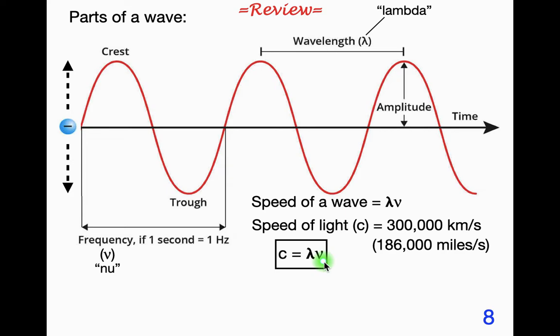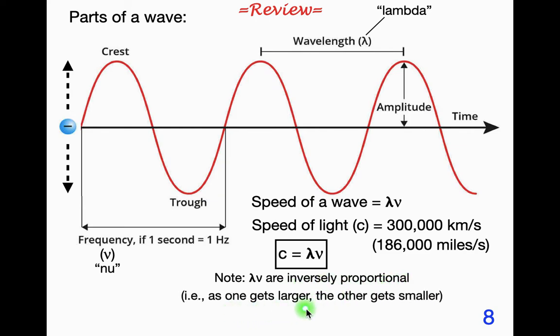So in previous slides, we looked at how frequency changes, then wavelength changes, and vice versa. So lambda and frequency are inversely proportional, meaning as one gets larger, the other gets smaller. And that's why the product of the two will give you a constant value. If the wavelength gets larger, then the frequency would get smaller, and vice versa. Always giving you a constant value of 300,000 kilometers per second.